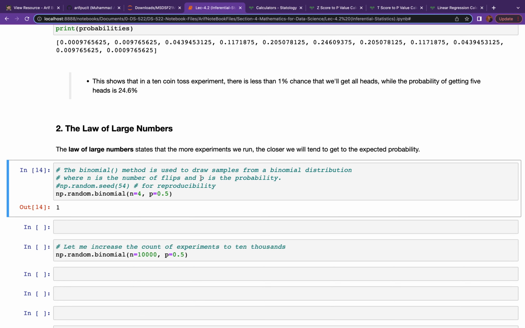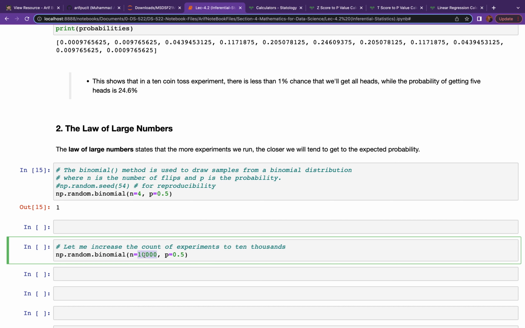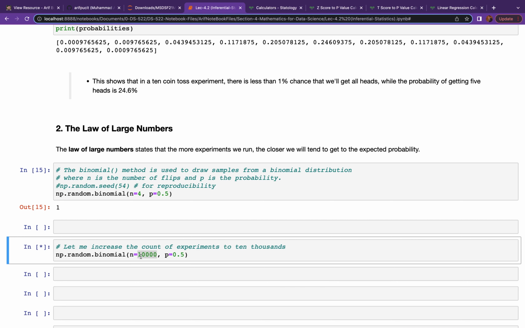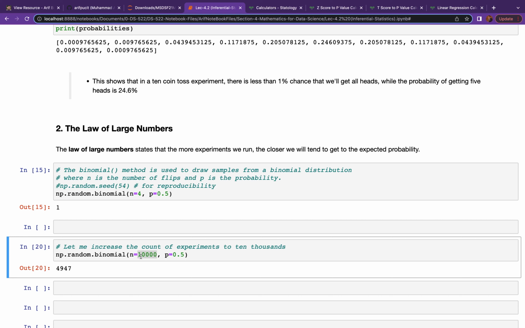You see, there are different values, and let me make it more clear by increasing the number of experiments from 4 to, let's suppose, 10,000, and let me execute the code of this cell again and again. Have you noticed anything? Well, this is what the law of large numbers is.